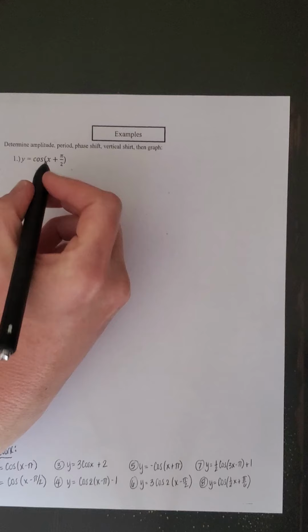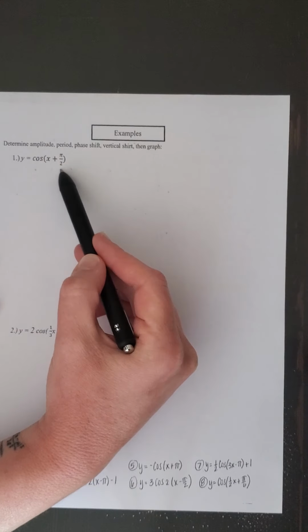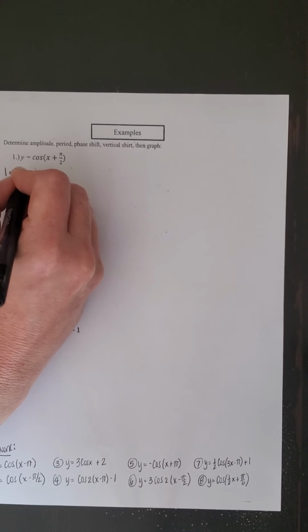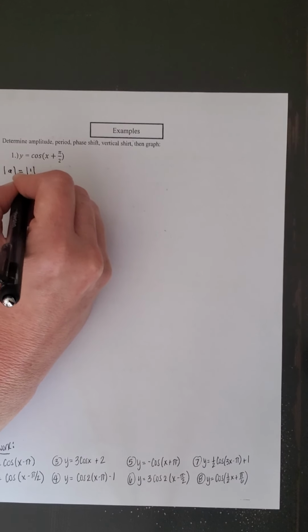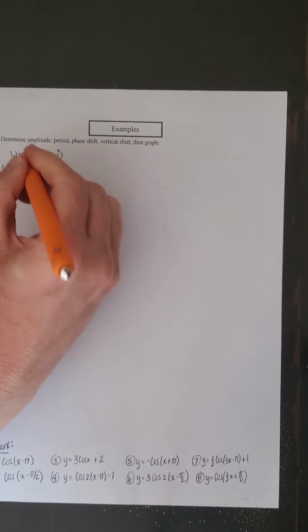Okay, so the first thing I'm going to do is determine if it's in standard form, which it is. So I'm going to identify A. The absolute value of A is the absolute value of 1, which is 1. So our amplitude is 1. So we'll move up 1 and down 1.